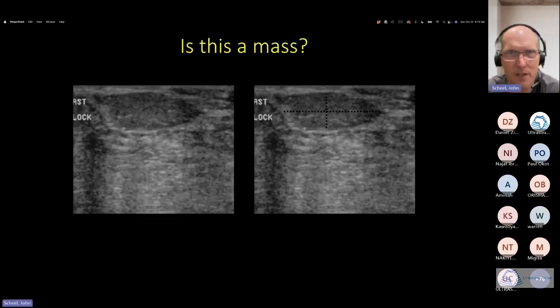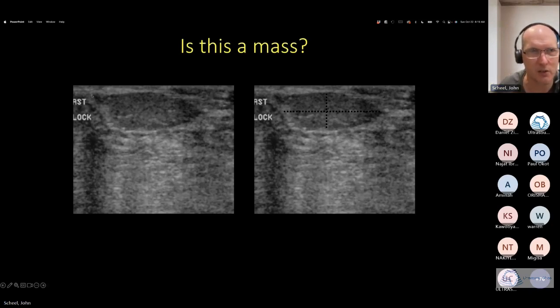So this is an actual question: is this a mass? If you look at it, it looks like a space-occupying lesion. Now, some of you might be looking at the picture to the left and saying, aha, wait a second, you told me that these suspensory ligaments should not be going up and down the image. They should be more flattened. That means that you're not pressing down hard enough, and you're absolutely correct.